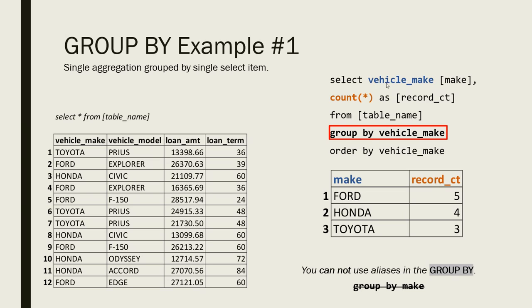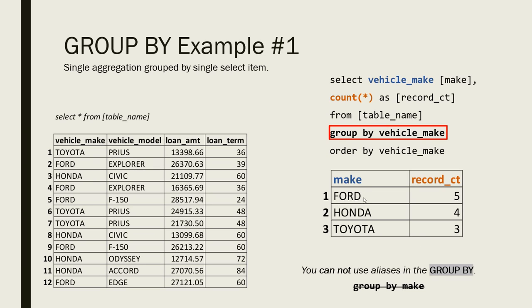So just to walk through the results of the query, we're counting the number of records for each value of vehicle make. So we'll just take the first one. This output is ordered by vehicle make as well, so the make is going to appear in alphabetical order, as you can see here.